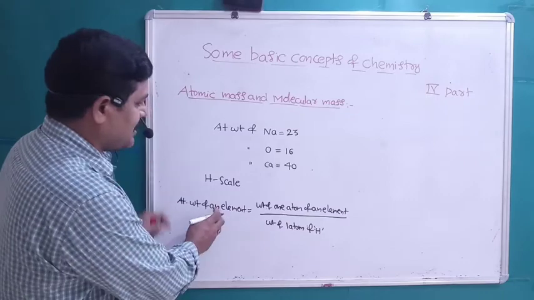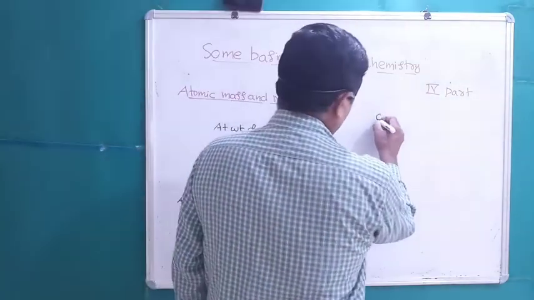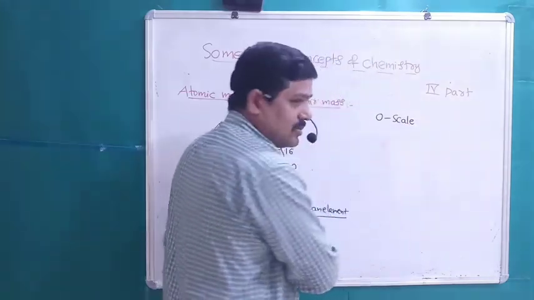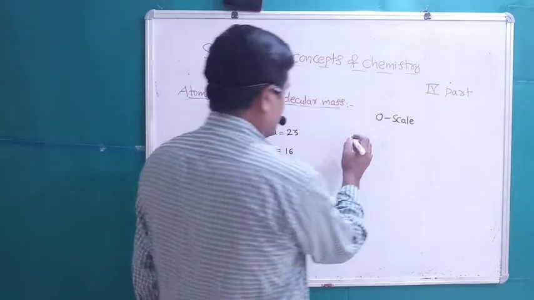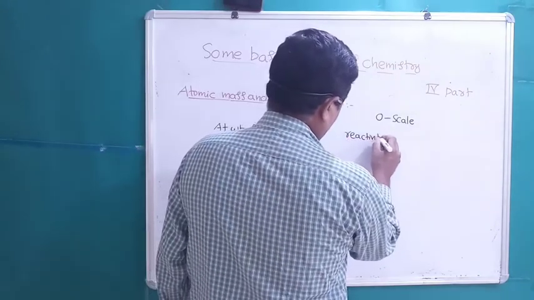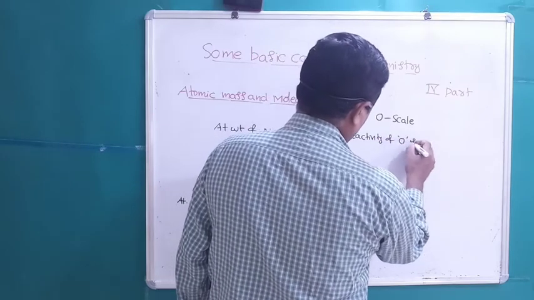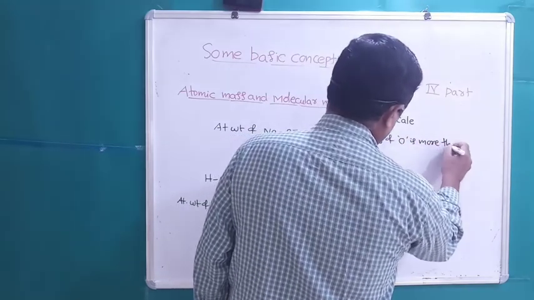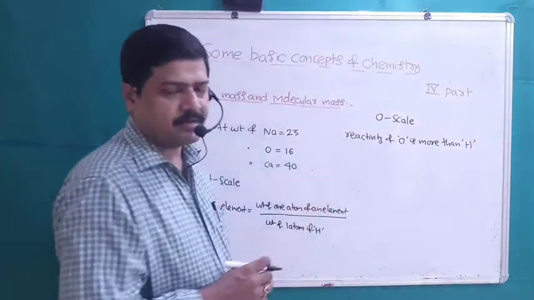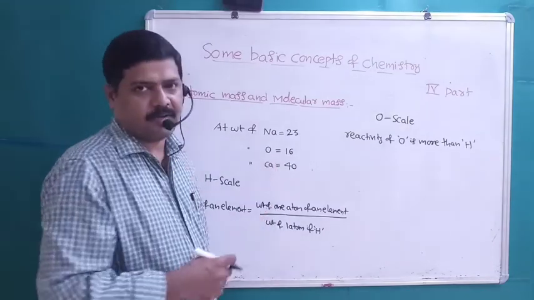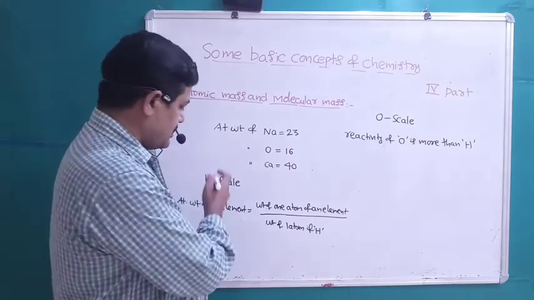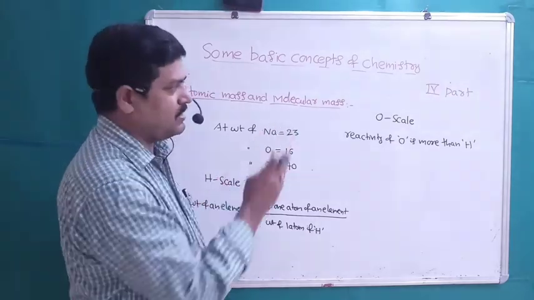Later it was replaced with the oxygen scale. The reason why the hydrogen scale was replaced with the oxygen scale is that the reactivity of oxygen is more than hydrogen. Compared with hydrogen, oxygen forms more compounds with most of the elements in the periodic table. So later the hydrogen scale was replaced with the oxygen scale.